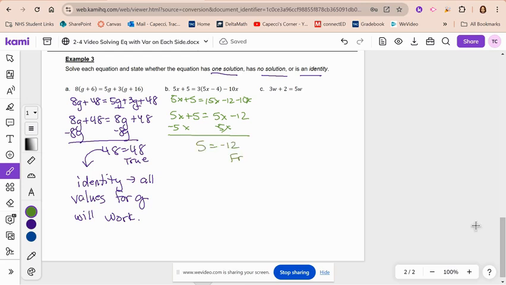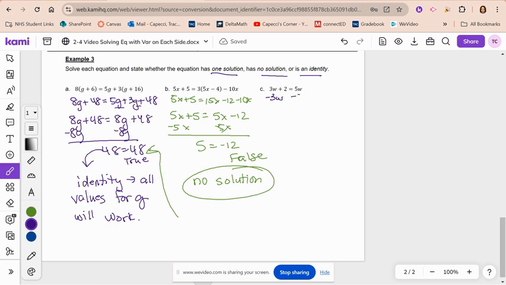And I have 5 is equal to negative 12. This is false. That's not true, right? 5 doesn't equal negative 12. So in this case, we say no solution. When the variable zeroes out and we get a false statement, it means that there's no solution. If the variable zeroes out and we get a true statement, we know that it's an identity. All values will work. Okay, let's try this last one.